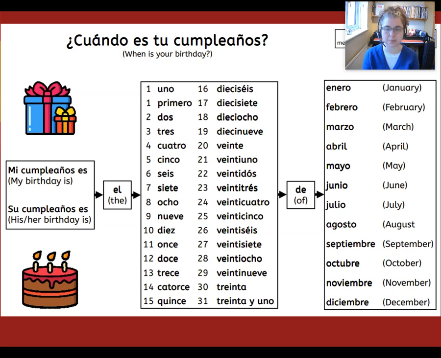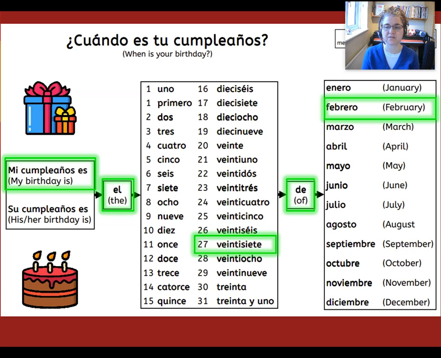And what about my birthday is the 27th of February? Have you found the words that we'll need for that one? Mi cumpleaños es el 27 de febrero.